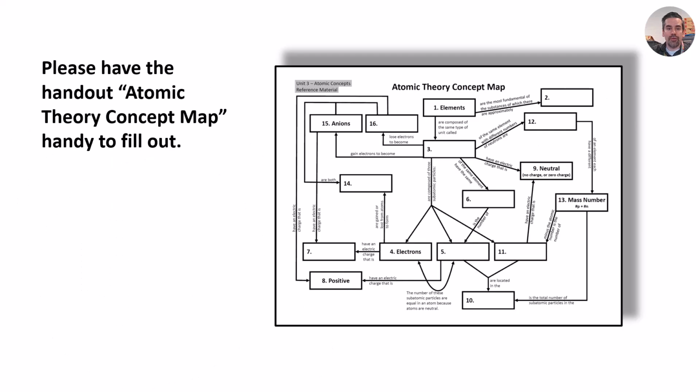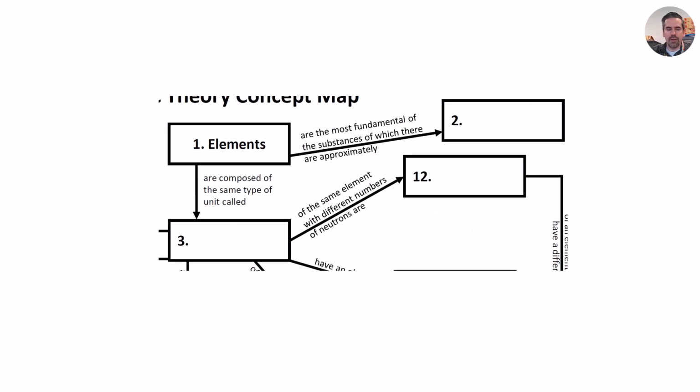So if you could please take out your atomic theory concept map that looks like this, we're going to fill out a couple of the blanks. To read these concept maps, you start in a box, say the elements, and then move on to the next box. So here's what you would write for this. You would say elements are the most fundamental of the substances, of which there are approximately 100. I know on the periodic table it shows up to 118, but about 100 are the number that are useful for humans in pretty much everyday life.